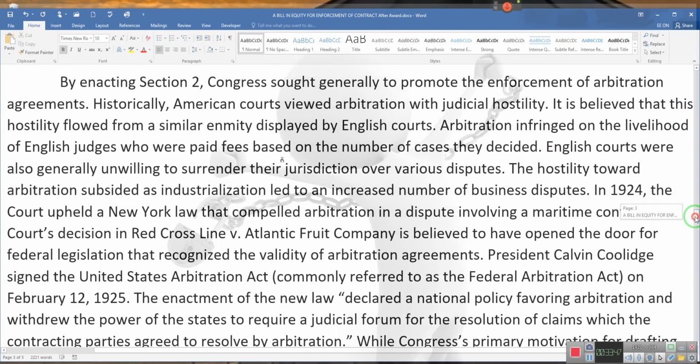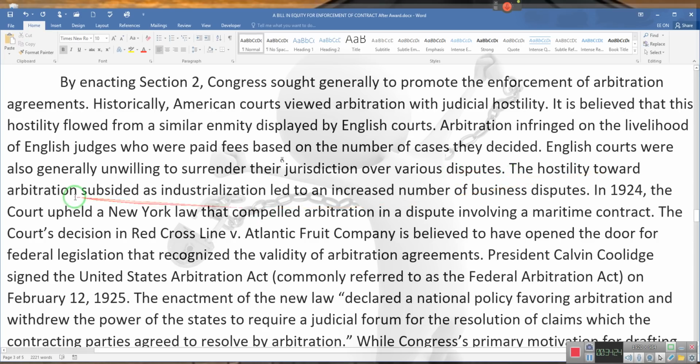By enacting Section 2 of the Arbitration Act, Congress sought generally to promote the enforcement of arbitration agreement. Historically, American courts viewed arbitration with judicial hostility. It is believed that this hostility flowed from a similar enmity displayed in the English courts. Why? Because it took their power away. Arbitration infringed on the livelihood of English judges who were paid fees based on the number of cases they decided. See, this took cases out of the court. English courts were also generally unwilling to surrender their jurisdiction over various disputes.